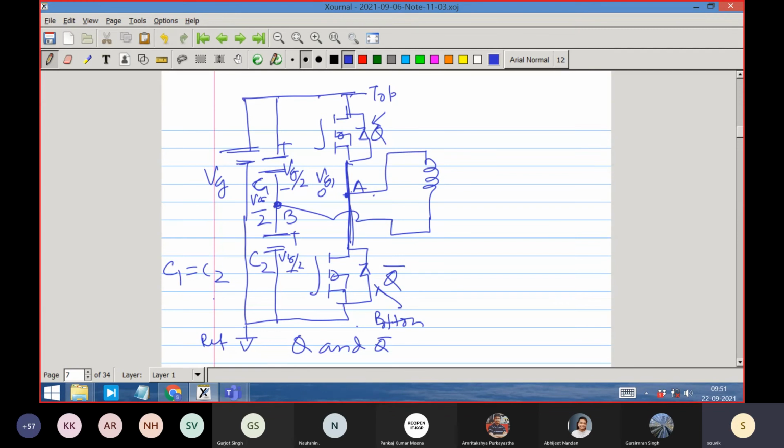We therefore create a split in the Vg voltage. We create an intermediate voltage of plus Vg by 2 at B point, and A point is the switching voltage. Let us say this way: when Q is on, A point voltage will go to plus Vg. When Q bar is on, it will go to 0. So that is the voltage potential of VA with respect to the reference.